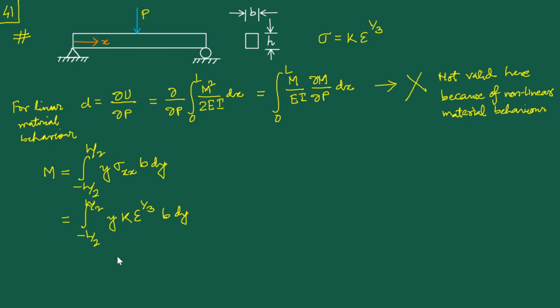As I had already mentioned, the connection that the strain has with the geometry does not change, even though the stress-strain relation has become non-linear. So the kinematics part is not changing. Epsilon is still very much given by the formula epsilon is equal to y by R, where this capital R represents the radius of curvature.